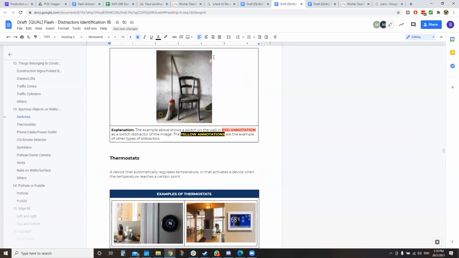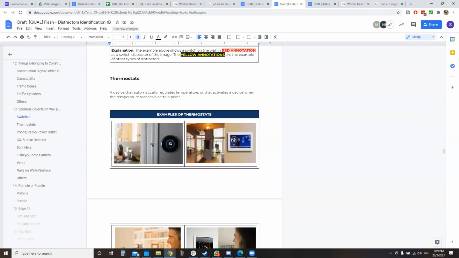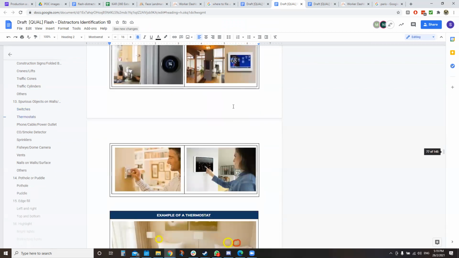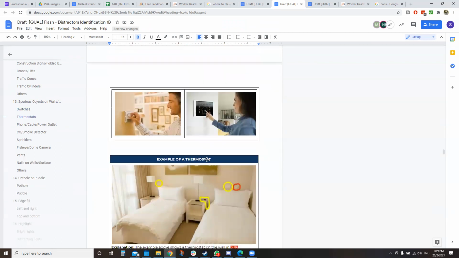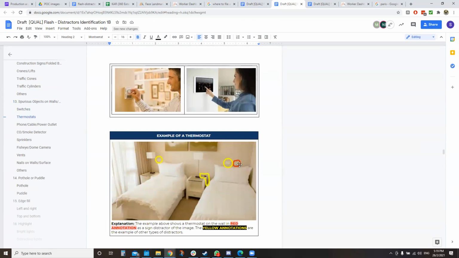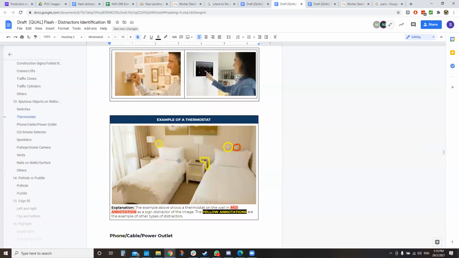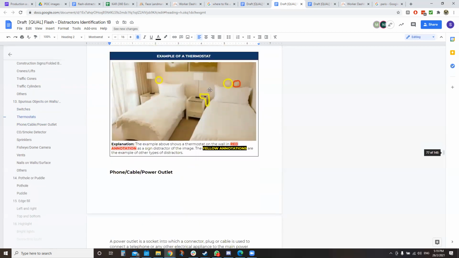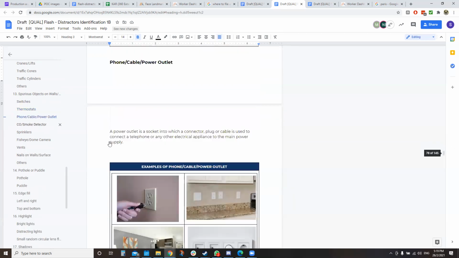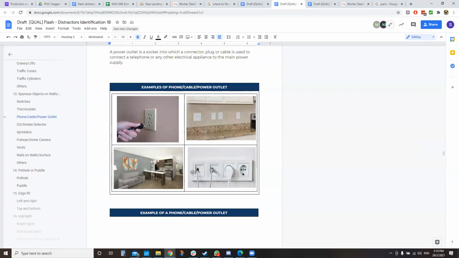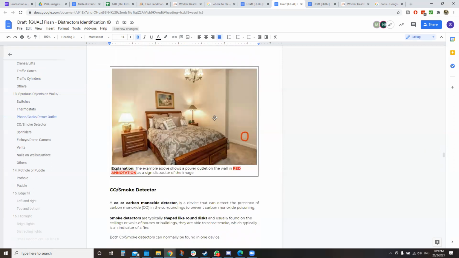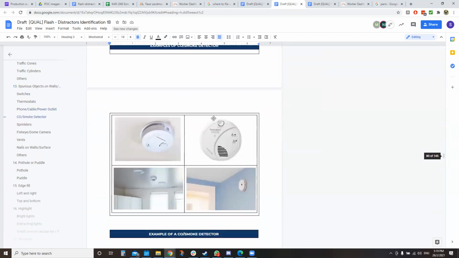Okay, switches, thermostat. Example. This one, wire belonging to this one, cable. These are all cables. Okay, not wire, they are cables. Or power outlets also. Smoke detectors. Again, don't accidentally mistake it for light. Okay, please be careful.